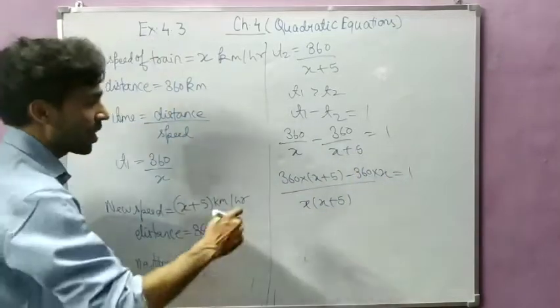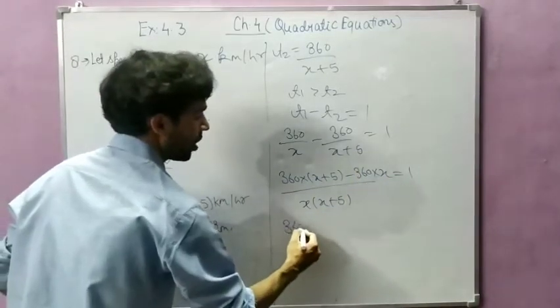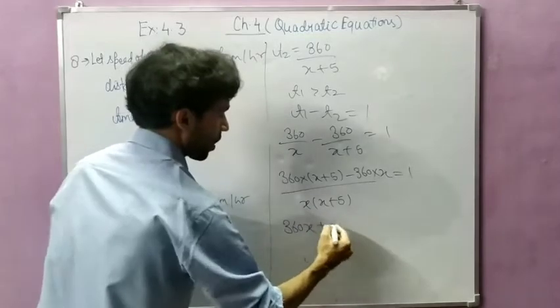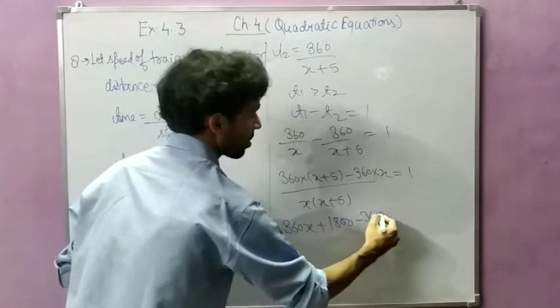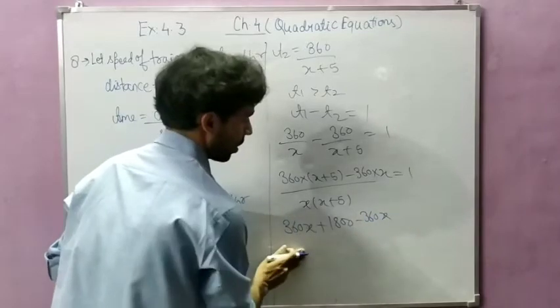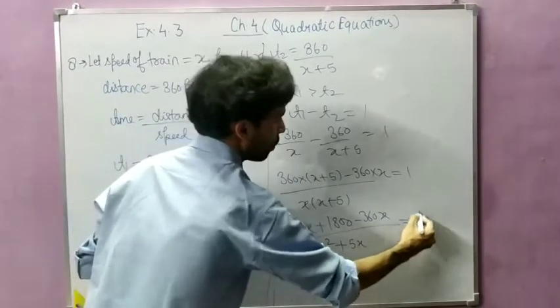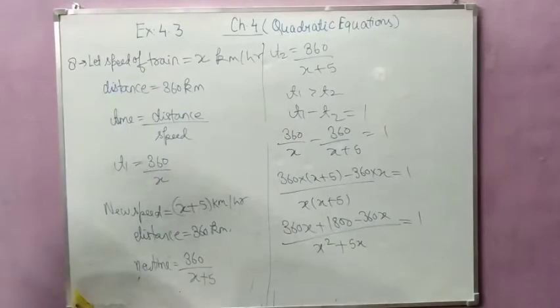Okay. Now expand it. So it will come 360x plus 1800 minus 360x divided by x into x plus 5 equal to 1. Okay, so I hope this thing is clear.